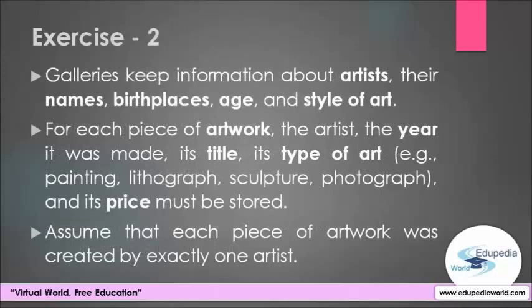Galleries keep information about artists, their names, birthplaces, age and style of art. So here comes one entity, artist, and the attributes are the name, birthplace, age and style of art. For each piece of artwork, the artist, the year it was made, the title, its type of art such as painting, lithograph, sculptures, photographs, and its price must be stored. So here comes another entity, the artwork. Assume that each piece of artwork was created by exactly one artist. So this statement might help you to create the relationship between the artwork and the artist.